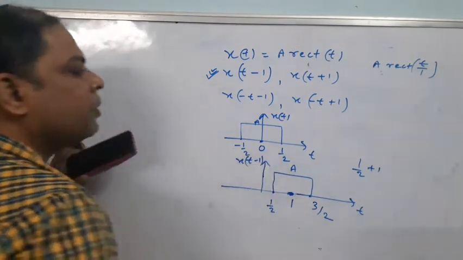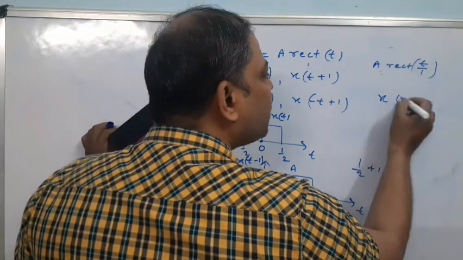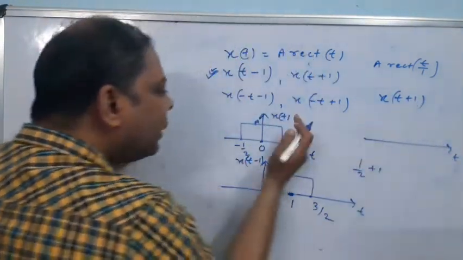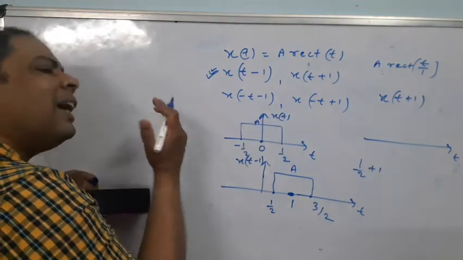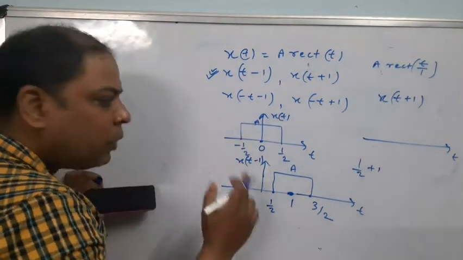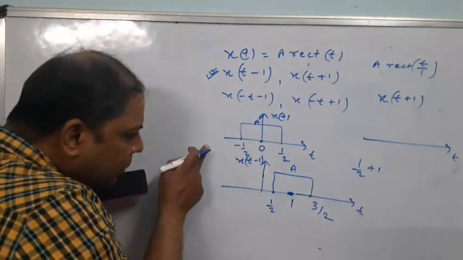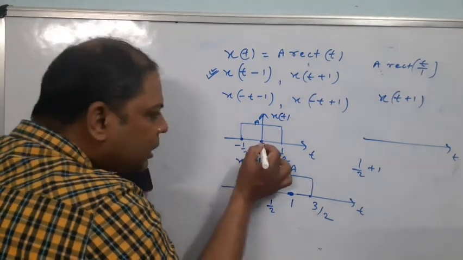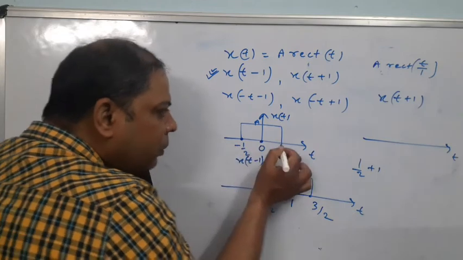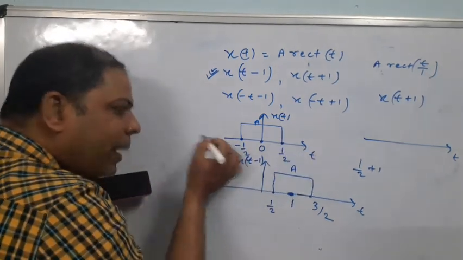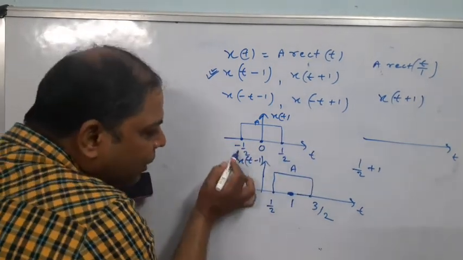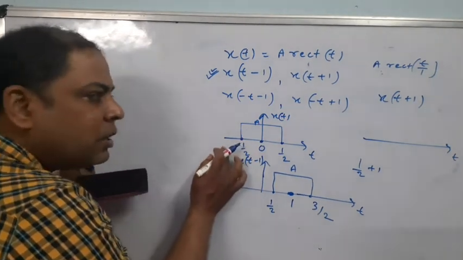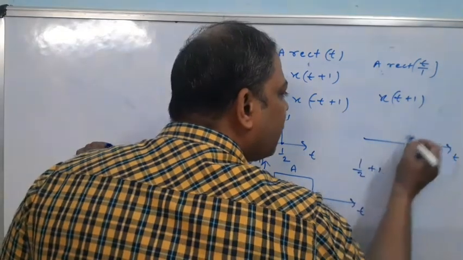Try to understand. Similarly, you can sketch x of t plus 1. So x of t plus 1 means what? Plus means left shifting. The entire signal is shifted towards left by an amount of 1 unit. That means minus 1 by 2, this point is shifted towards left by an amount of 1 unit. What does it mean? Minus 1 by 2 minus 1, because 1 unit left, this is minus 3 by 2. So here you will find minus 3 by 2.